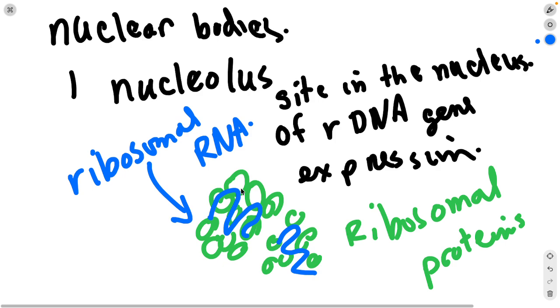And the cell has lots of ribosomes. Like an individual human cell has 50,000 to 100,000 ribosomes. So there's lots of work to make those ribosomes. And the existing ribosomes make new ribosomes by synthesizing the proteins.